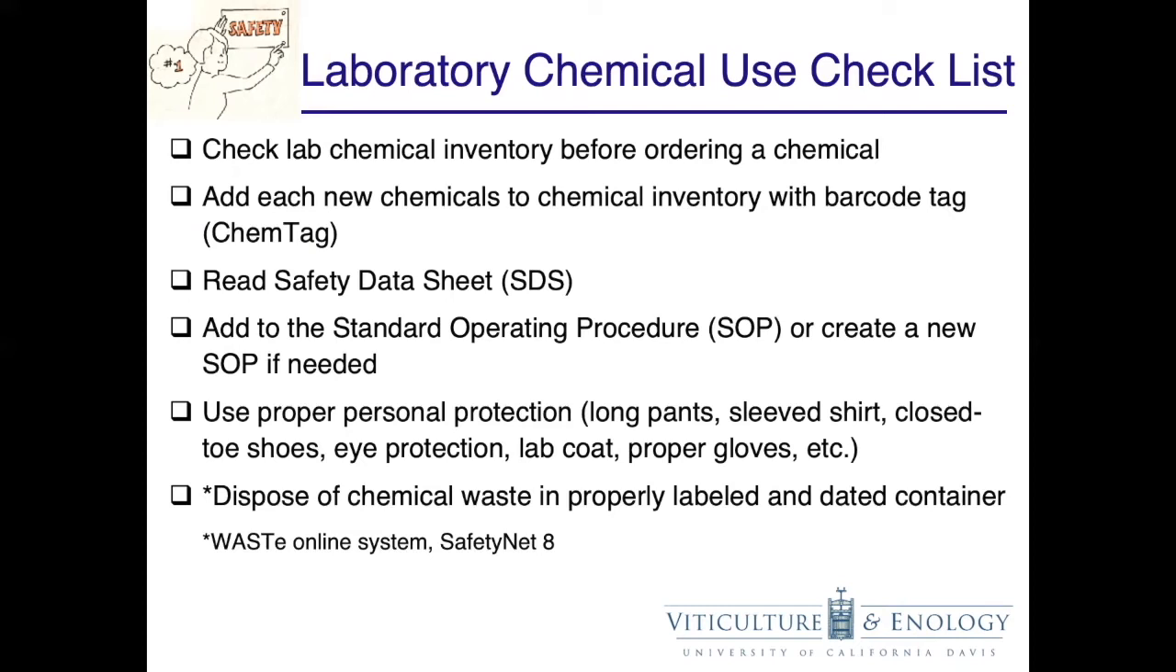However, after that, you can use the barcode scanner to scan the chemicals in your lab to log them into your inventory. Read the safety data sheet of the new chemical to determine the hazards. If it requires a standard operating procedure, add it to your lab's existing list or create a new one if necessary. Use proper personal protection. And finally, if you are disposing of the chemical or any waste, it must be disposed of properly and in a labeled and dated container.